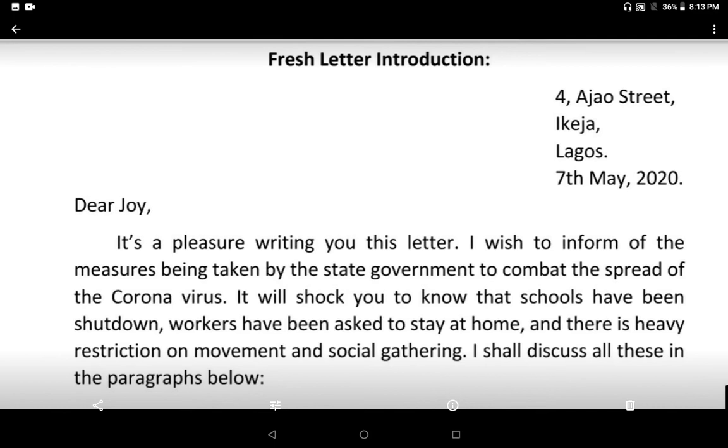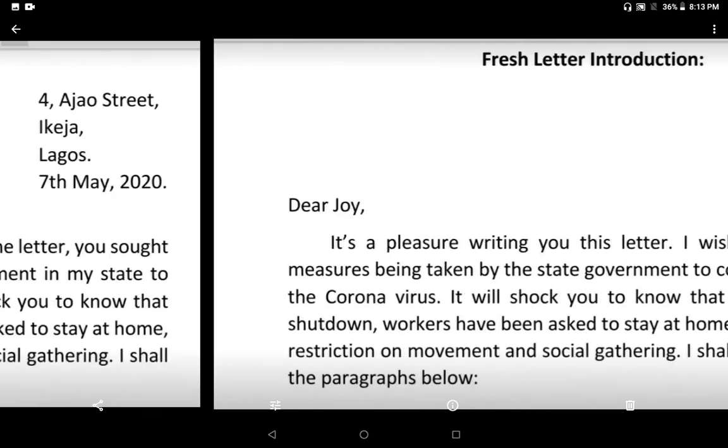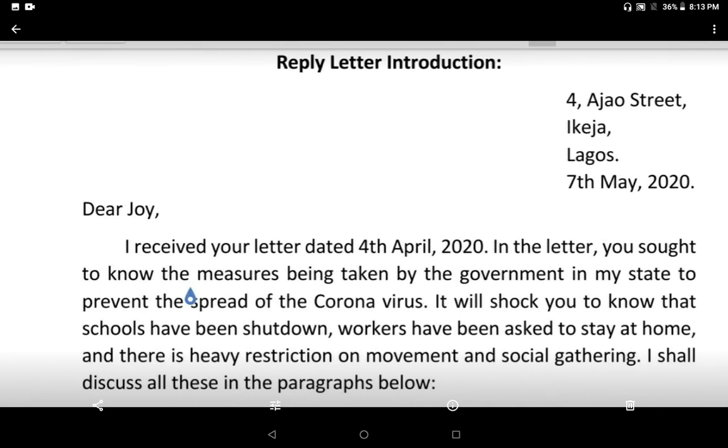So this is a typical example of a fresh letter. You can just follow this format anytime you want to write a fresh letter. So the second one is the reply letter. Let's quickly look at one here. In the reply letter, remember, you are responding to a message or a previously received letter that asks you to do something, and that's what you are responding to.